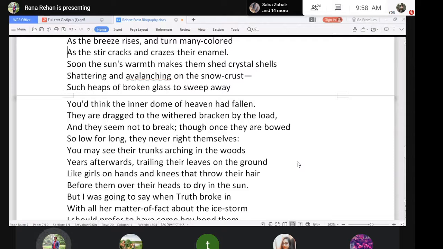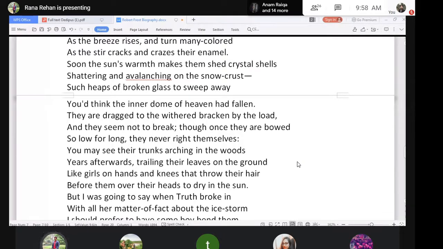So it seems that the tree will break with the weight of that snow. The tree will break, but with the load, with the withered bracken load of the ice, they seem not to break. Though once they are bowed so low for long, they never right themselves.